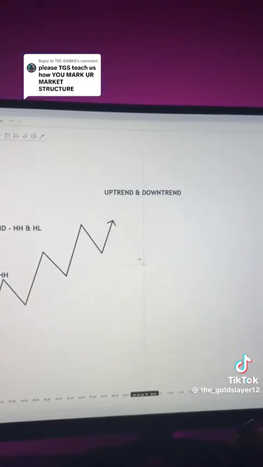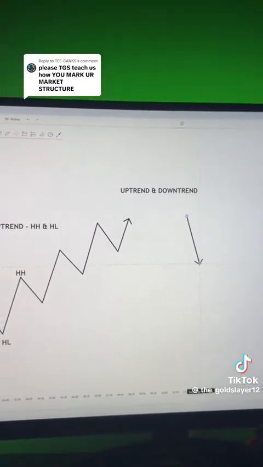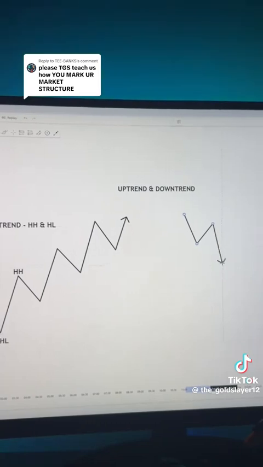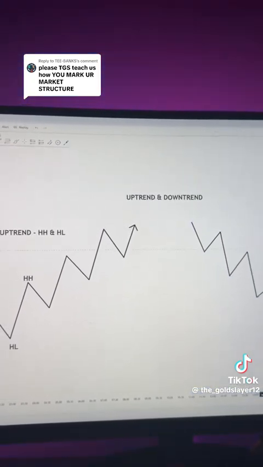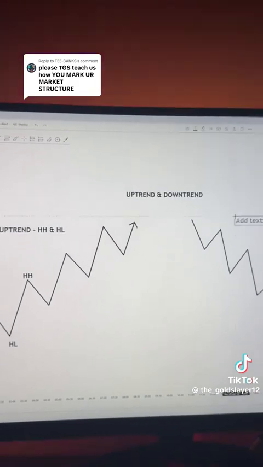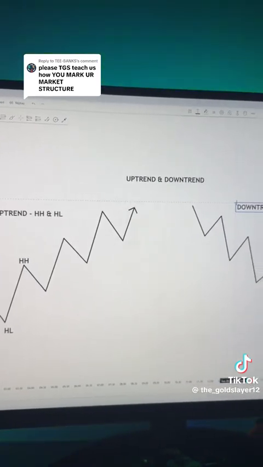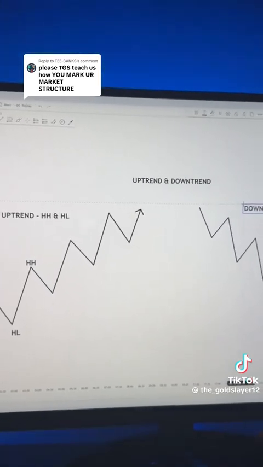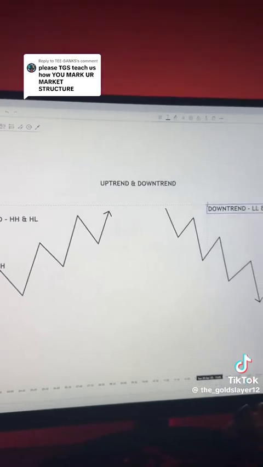Okay, so let's go to the second one, which is the downtrend, where we have market creating what? Lower low, lower high, lower low, lower high, lower low, lower high, and then lower low. Do you understand? Let me write that here as well so you don't get confused. Downtrend. Okay, lower low and then lower highs. Okay, very good.